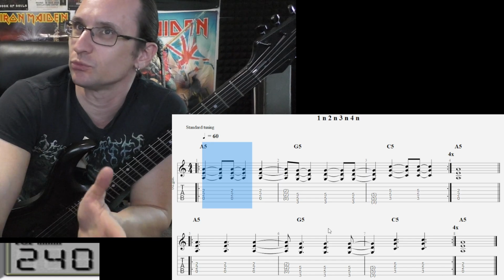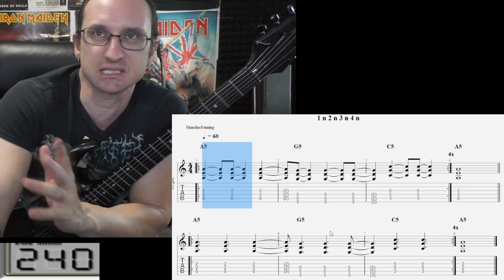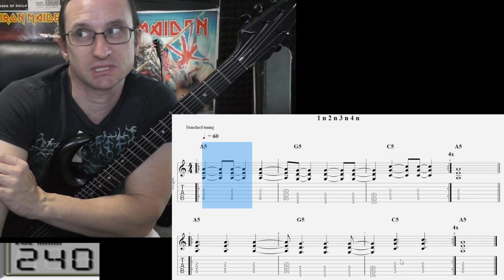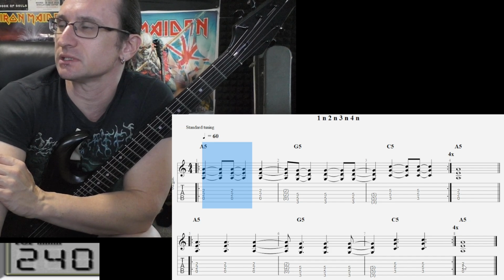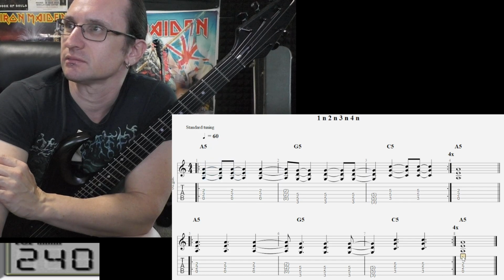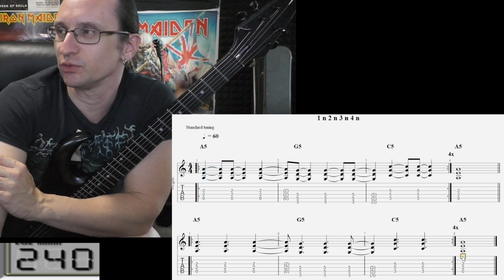So we will do more stuff with this, like this kind of idea, especially with the 16th notes and some triplet stuff. But that's just a very brief overview of it.